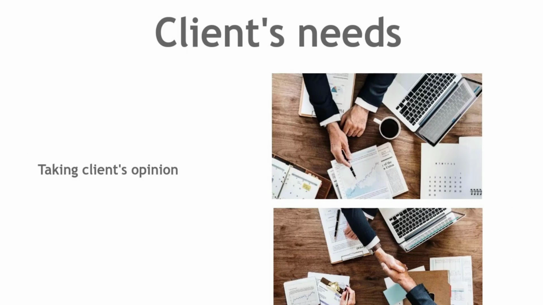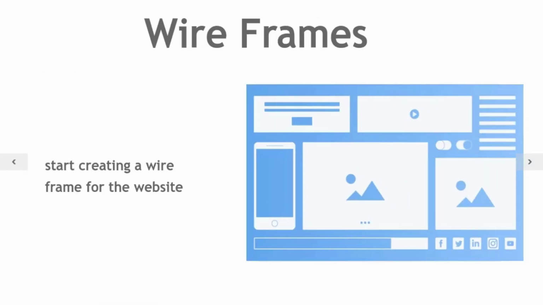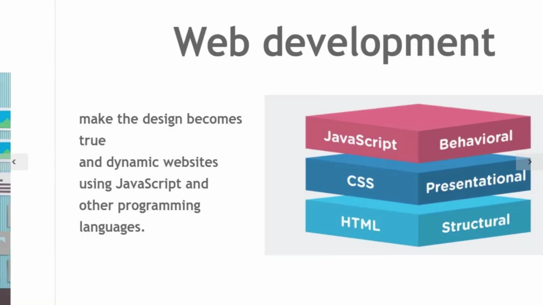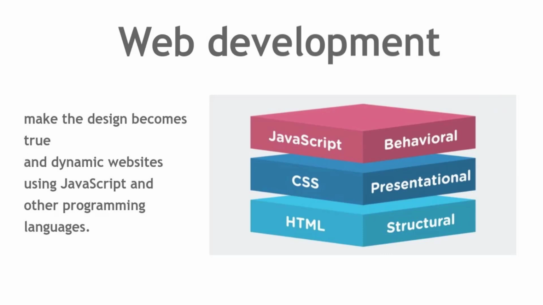Web designers begin by taking the client's opinion and what is suitable for them, then start creating the wireframes, and finally the designing stage. So the web designer should make a balance between colors, font styles, and images to create the best layout for the website. But the web developer takes the created design and builds a fully functioning website using HTML, CSS, JavaScript and its frameworks, and PHP. HTML creates the structure of the website, CSS styles it, and JavaScript or any web programming language is used to make it dynamic.